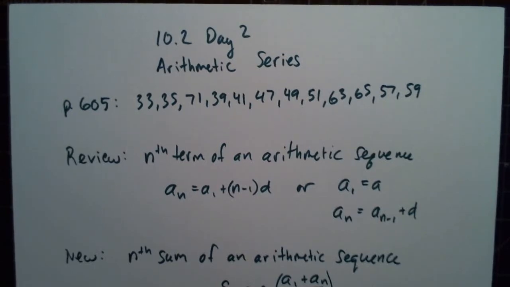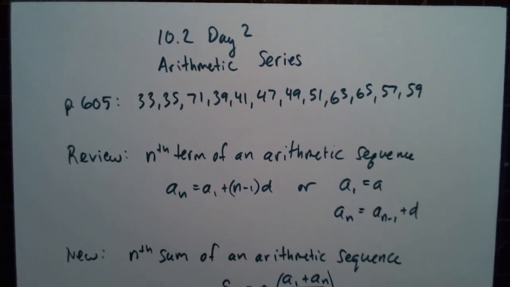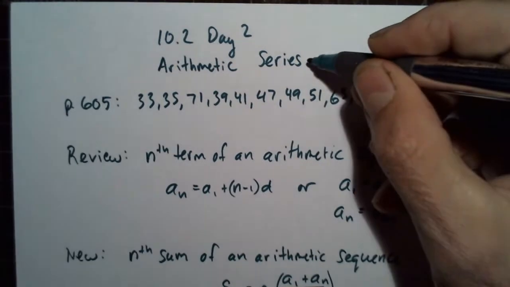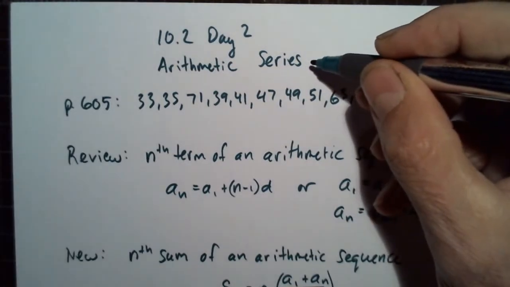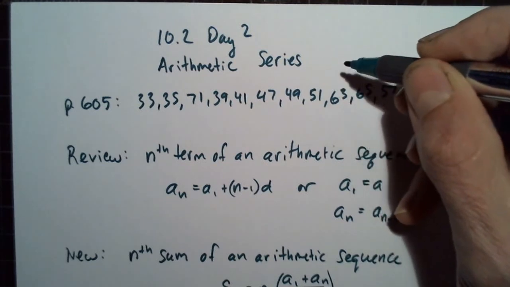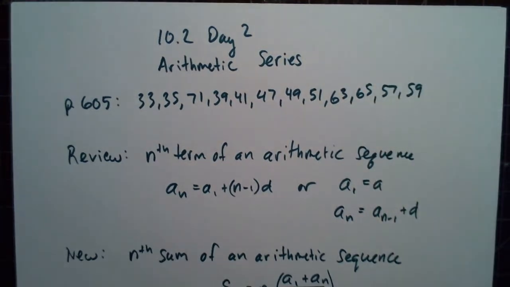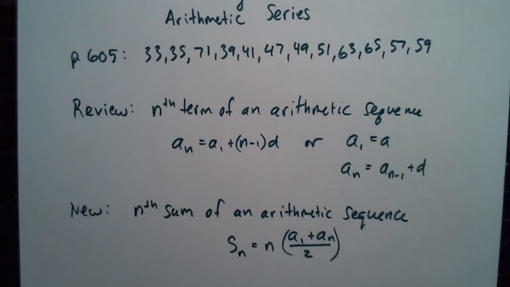In this lesson, we are going to talk about arithmetic series. A series is when you add together the terms of a sequence. We could talk about a series or a sum or a partial sum. Series would be if you add them all up without ending, and then a partial sum would be if it was a limited number of terms.